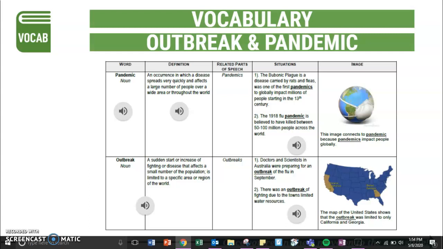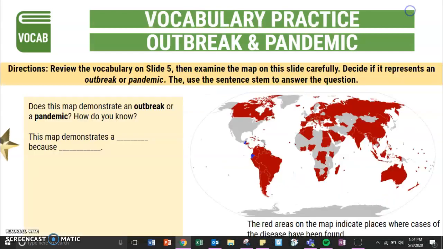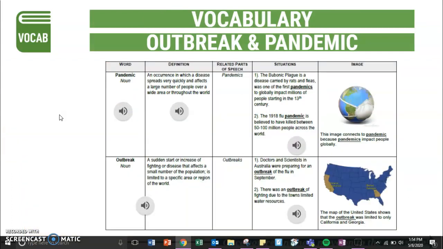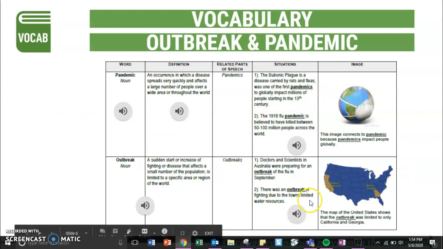When you're done with the Do Now, you have some vocabulary words as well as practice to learn these words. The two words that you're going to be focusing on today are pandemic and outbreak. After you read those definitions, please take a look at this map and decide, does this map demonstrate an outbreak or a pandemic based on the information that you learned about these words in the previous slide?